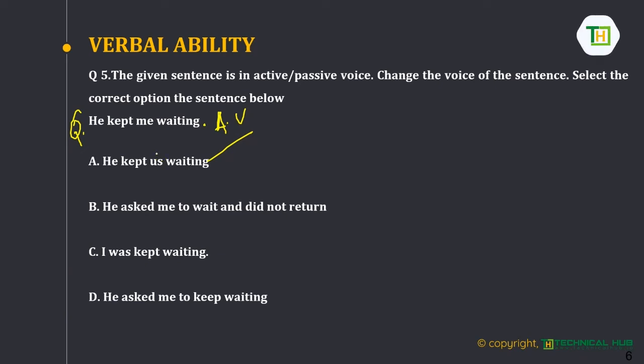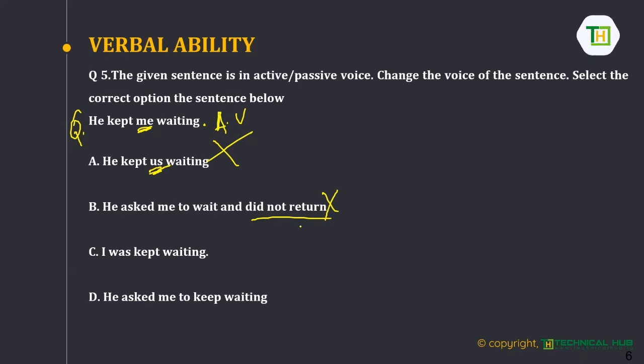"He kept us waiting." Why would "us" come? There is only one member, "me". So this is the wrong one. It is not the answer. "He asked me to wait and didn't return." No, there is no such thing as "didn't return" in the sentence. So this is also not the answer.